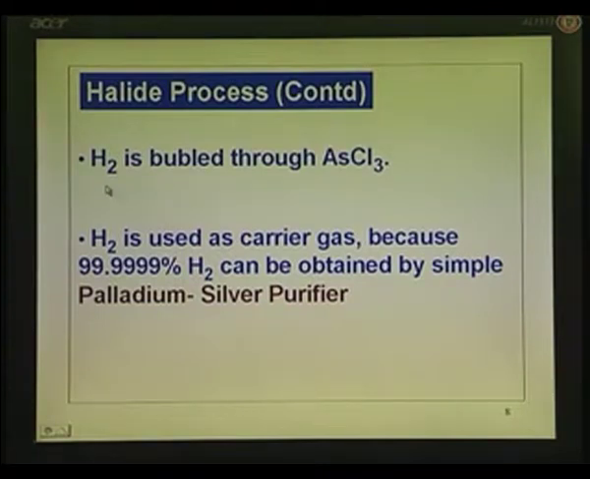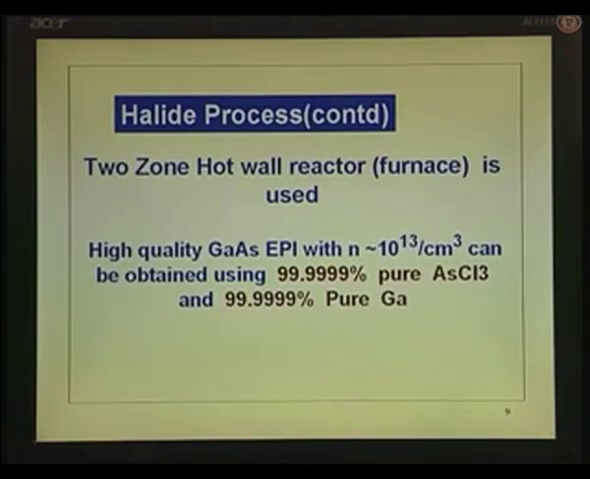And what you get when you bubble, the whole process I have discussed is summarized here so that it is available for you to see. The hydrogen, of course, you can get 6-9 purity, and I use hydrogen as a carrier gas, all that I have mentioned. Now, the halide process is called the hot wall reactor process, as I mentioned already.